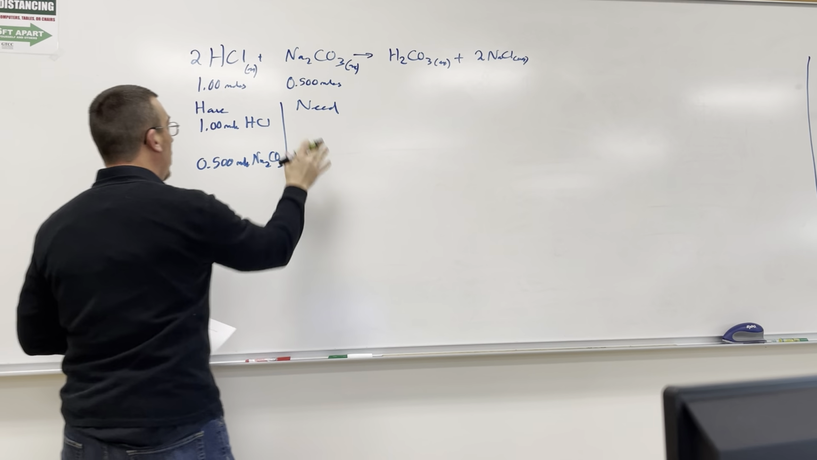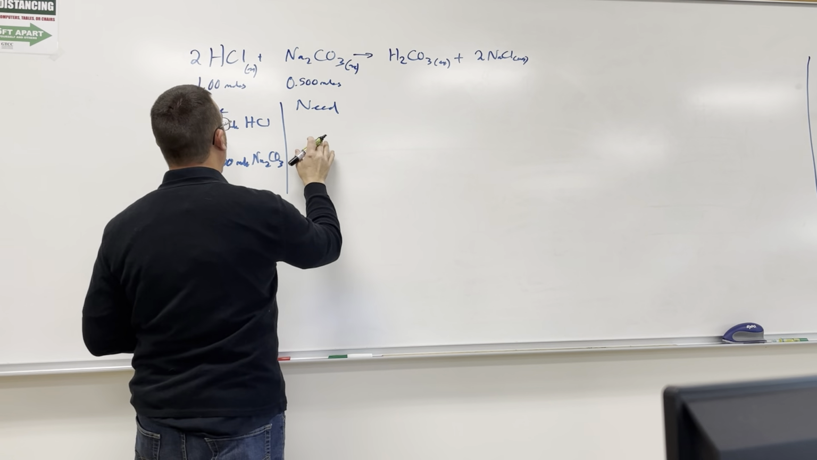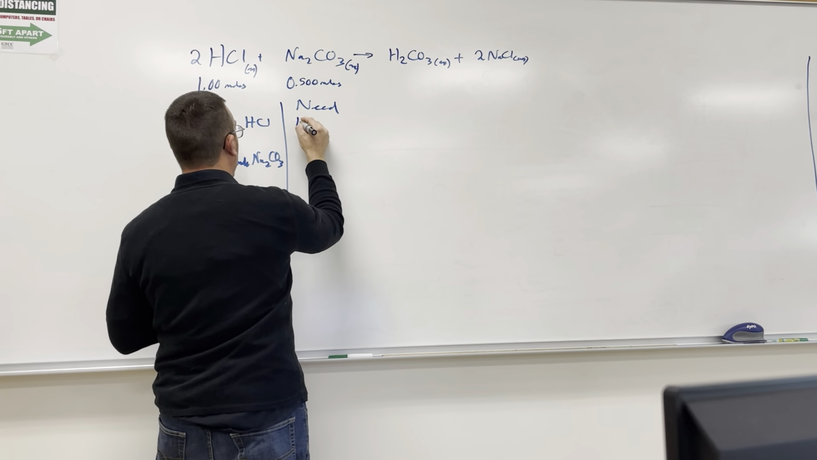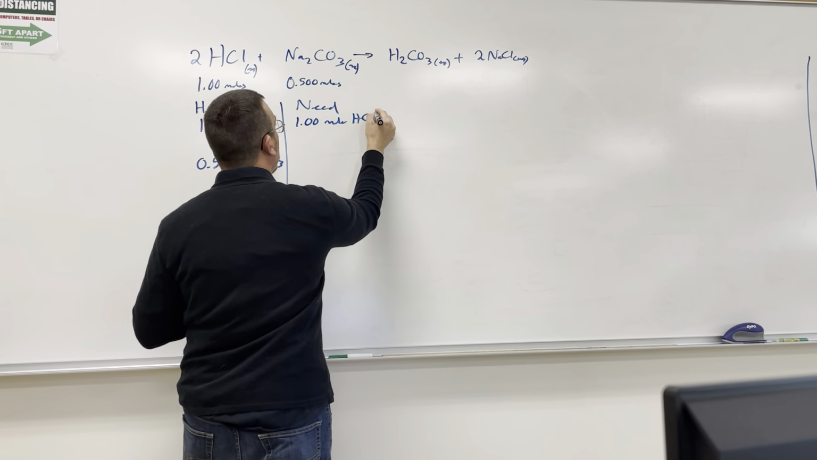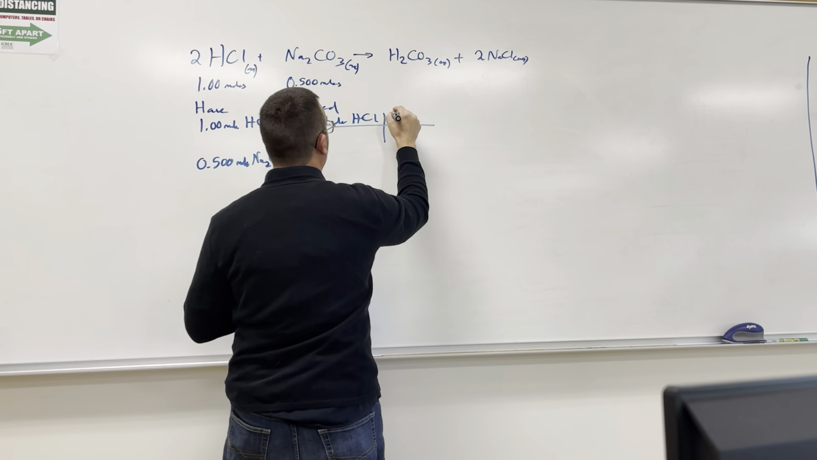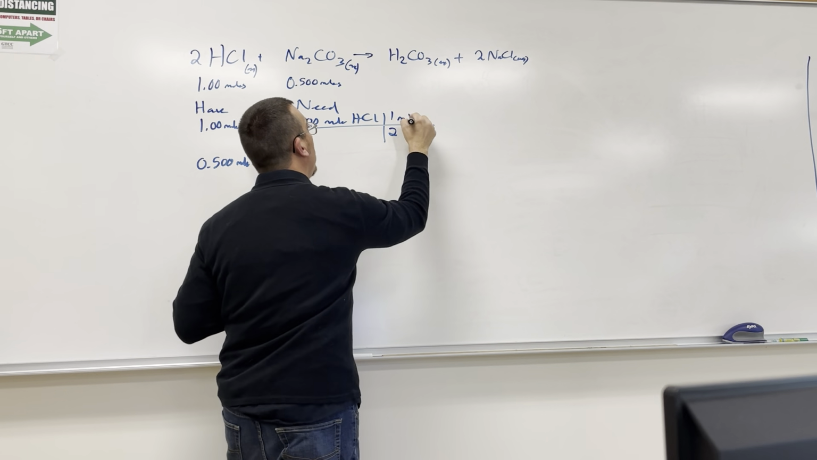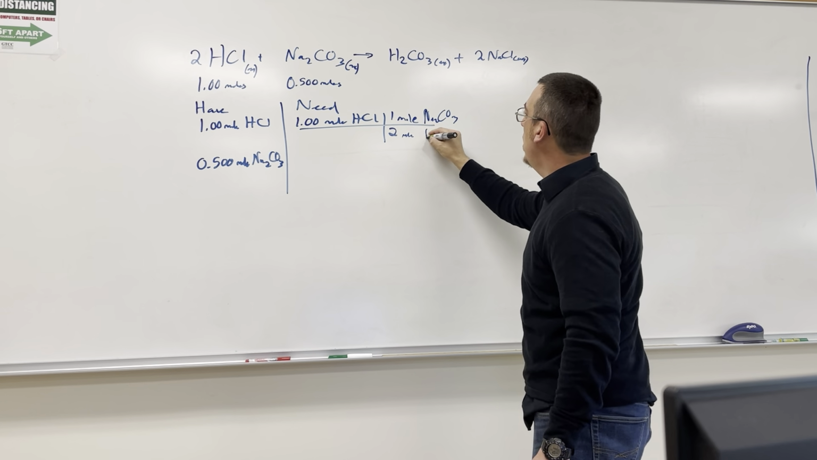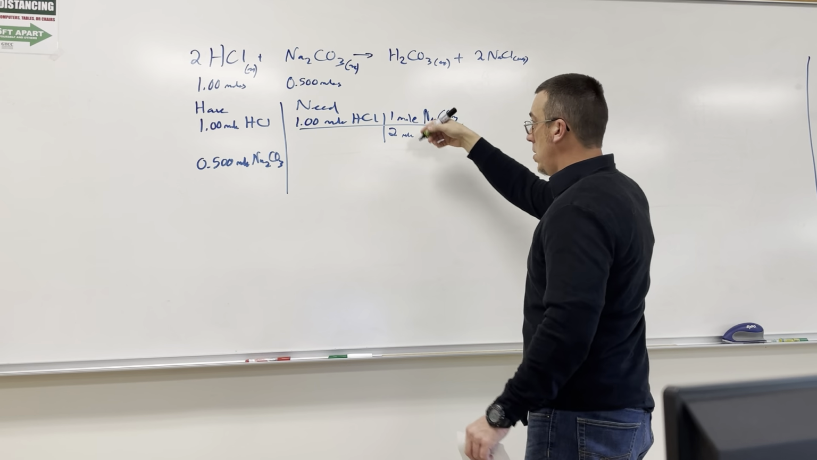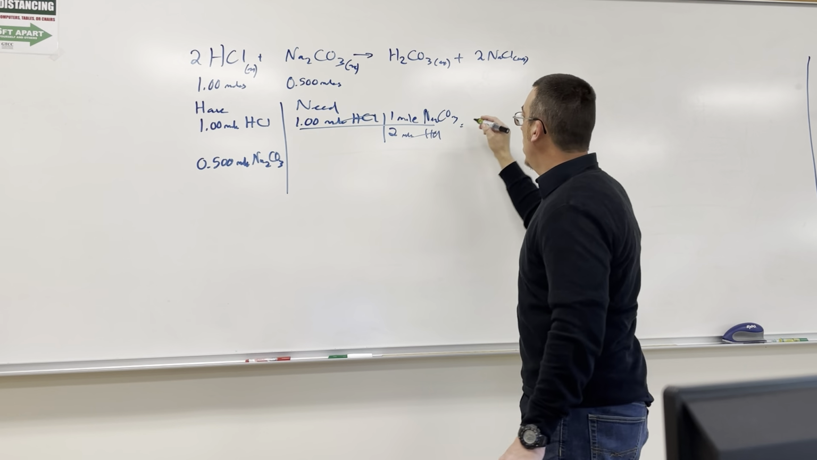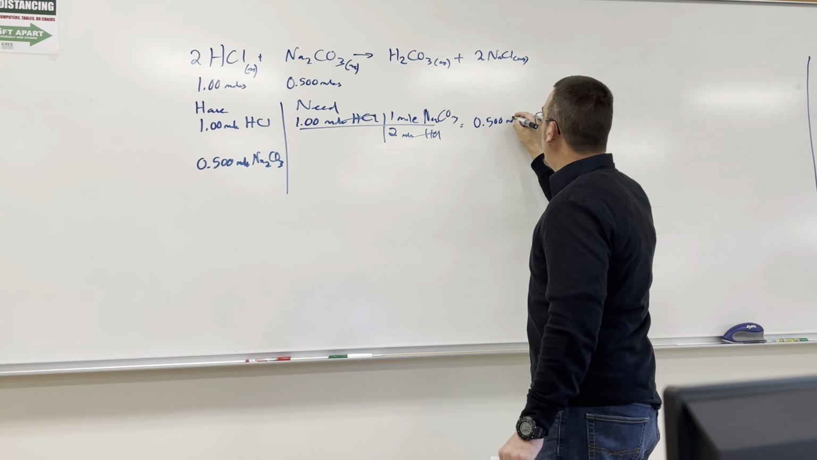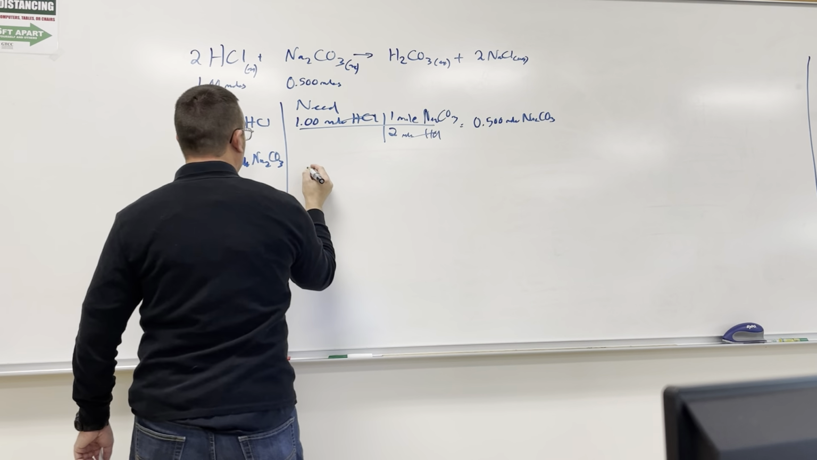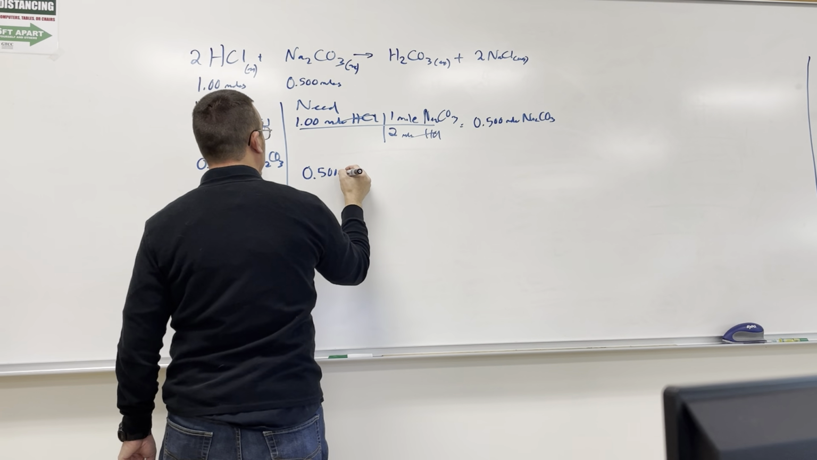So what we're going to do is use the mole ratio to figure out how many moles of sodium carbonate we need, and then how many moles of HCl we're going to need. So for HCl to sodium carbonate, it is a 2 to 1, so 1 mole of sodium carbonate to 2 moles of HCl. Just taking that, divide by 2, you end up with 0.5 moles of sodium carbonate.